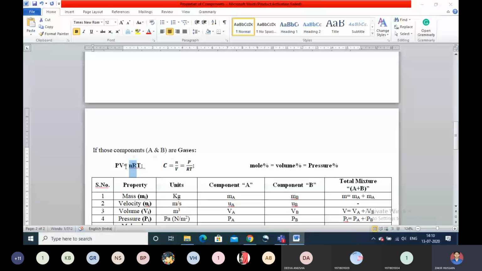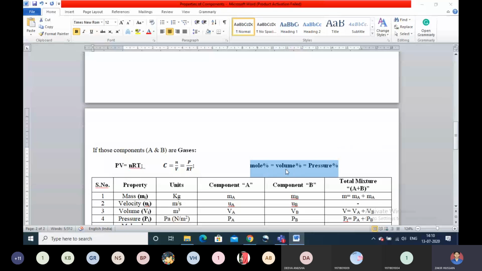So we can take from this equation N by V, which is equal to P by RT. This is moles per volume, mole per meter cube, which is also the definition of concentration. So concentration is equal to N by V, and using the gas law we can write P by RT.